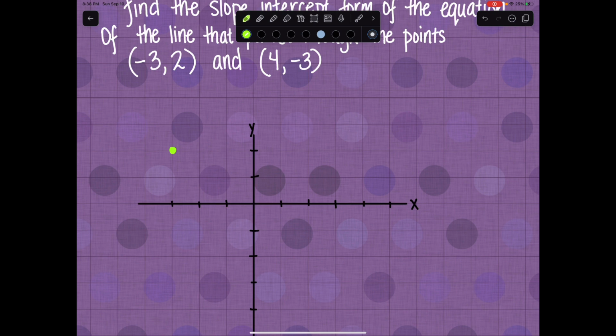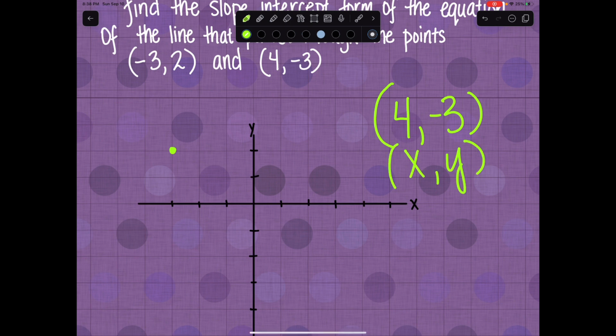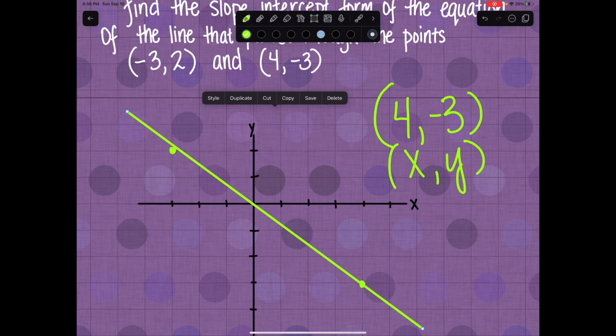Sweet, we got that. What's the next point? The next point is (4, -3). Remember, you've got your x, you've got your y. Let's go 4 on the x first. Ready? Let's go. 1, 2, 3, 4, and then -3: 1, 2, 3. Okay, now we can draw our line. And luckily this program fixes it for me. All right, now we've got the line.